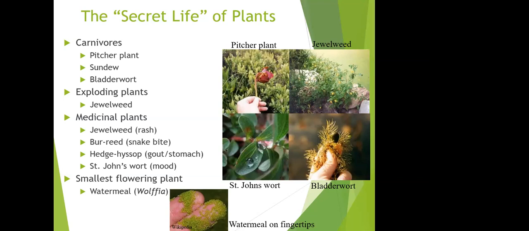And then a nifty little fact, the smallest flowering plant that we know of is an aquatic. It is watermeal, or Wolffia is the Latin name. You can see a picture of Wolffia at the bottom. So those are the leaves of the plant. They're tiny. They float on the surface of the water and they produce tiny little flowers in the summer months.